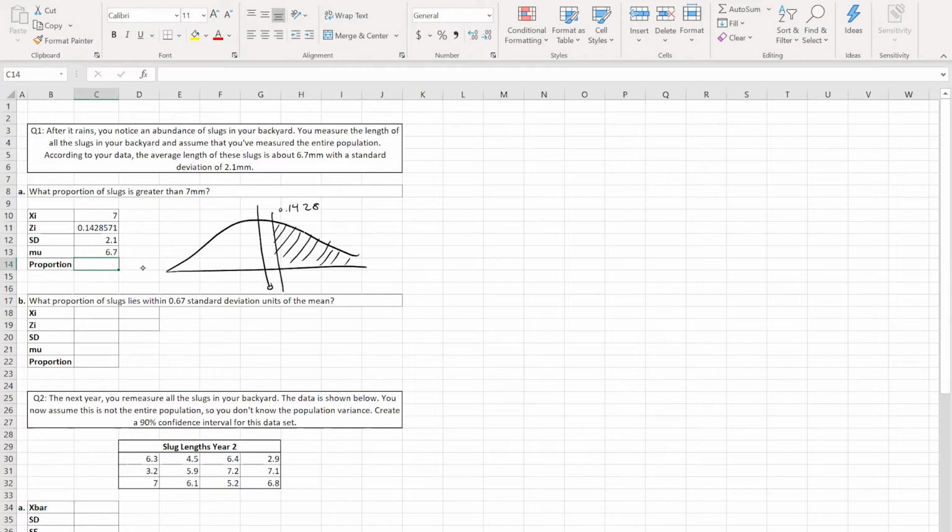Our table automatically gives us this value to the left though. So when we look up this tabled value, positive 0.1 and then across to 0.4, we get 0.5557. But that would be this area. We want the area to the right. So we need to do 1 minus 0.5557. And that's the proportion to the right, or the probability or the proportion of slugs greater than 7 millimeters.